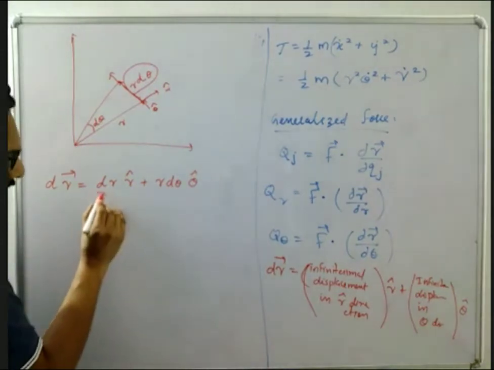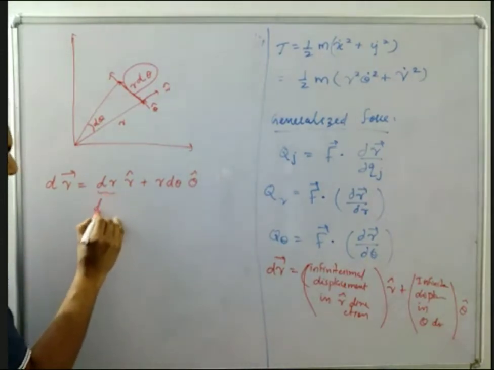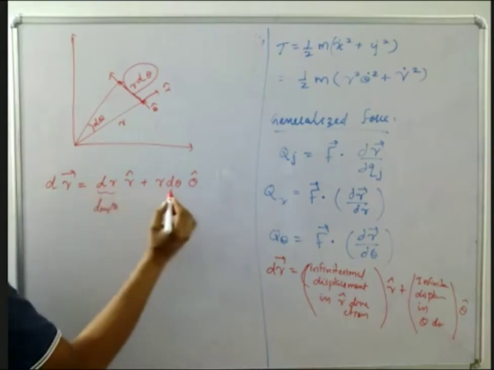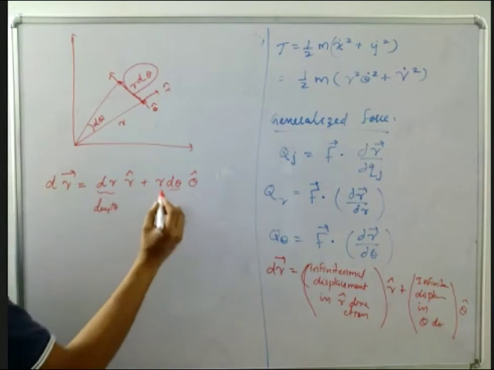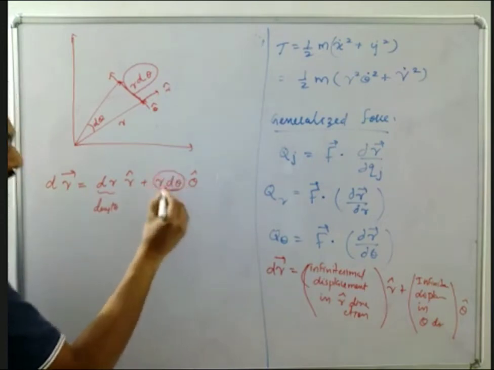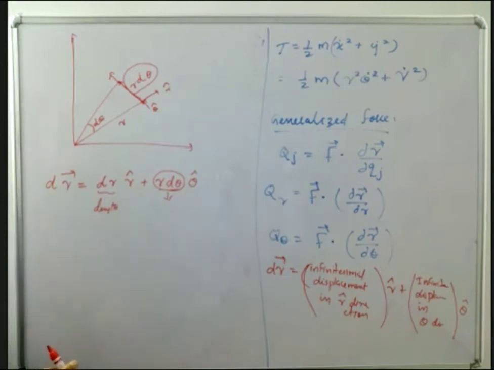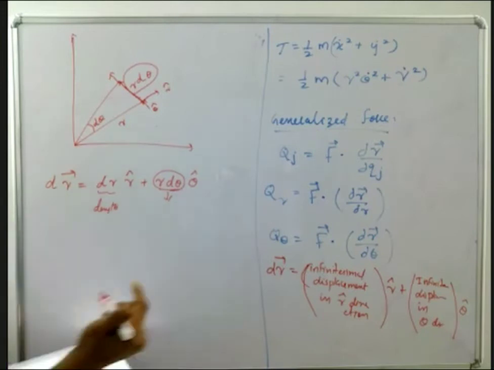Now, dr already has the dimension of length. But d theta does not have the dimension of length. You need a quantity here which has the dimension of length, and r d theta has the dimensions of length. So this is correct, because this term has dimensions of length if you take the magnitude.